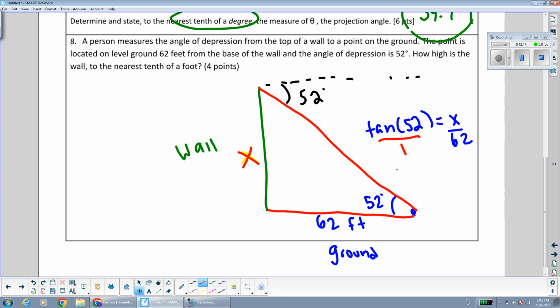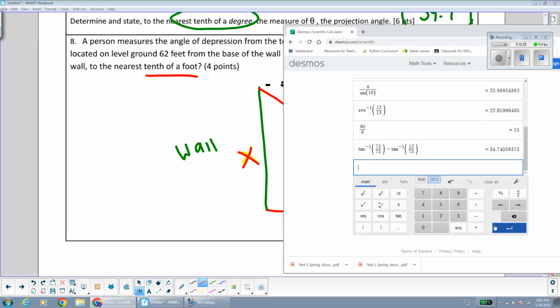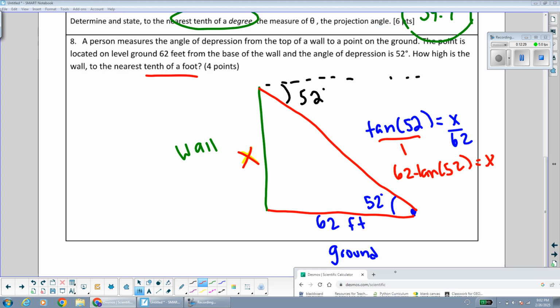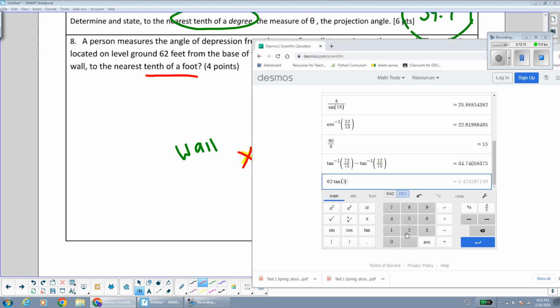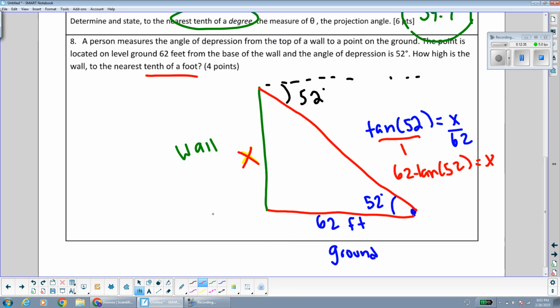Cross multiply. It says to round to the nearest tenth. About 79.4.